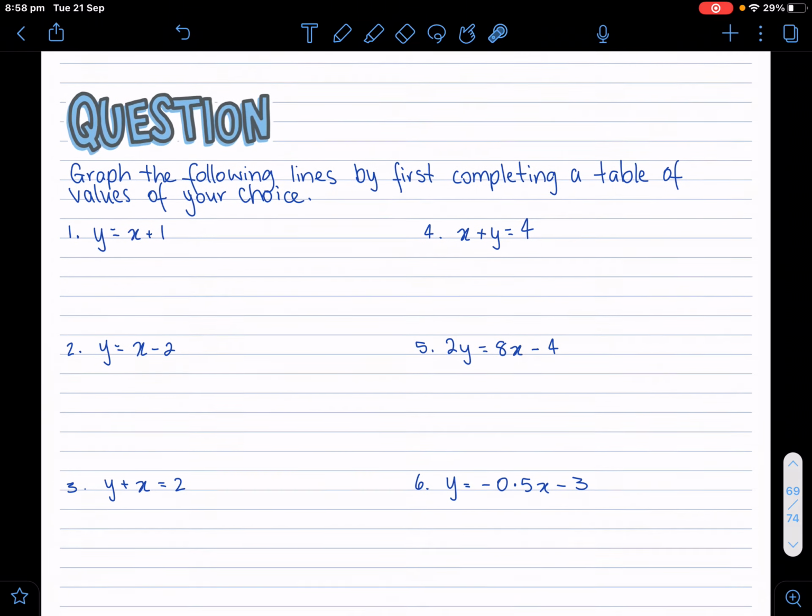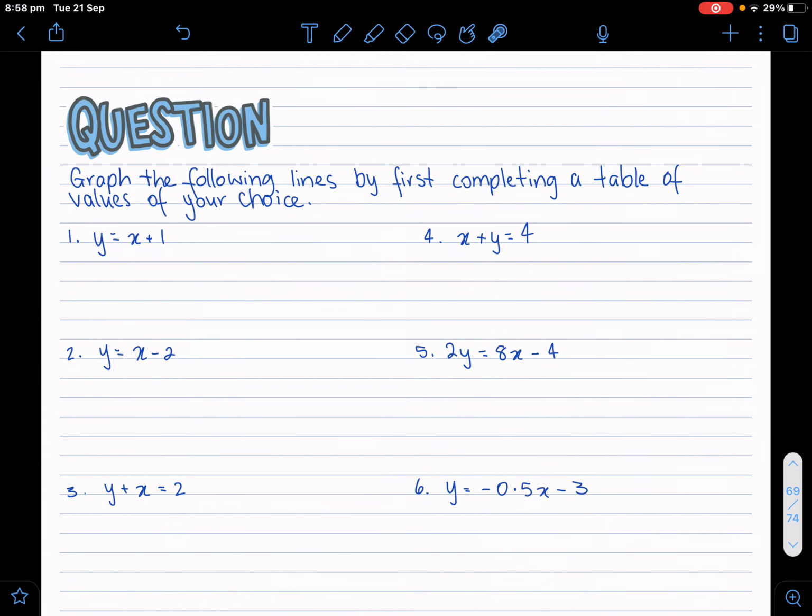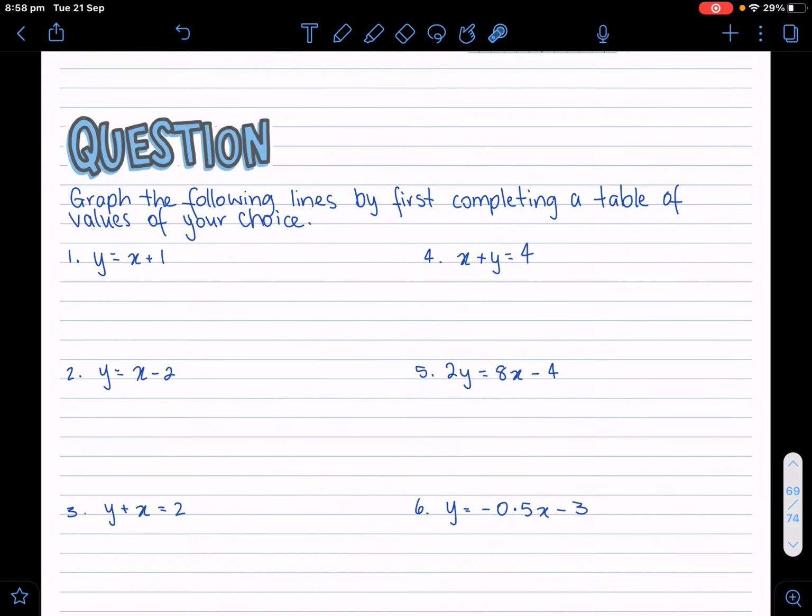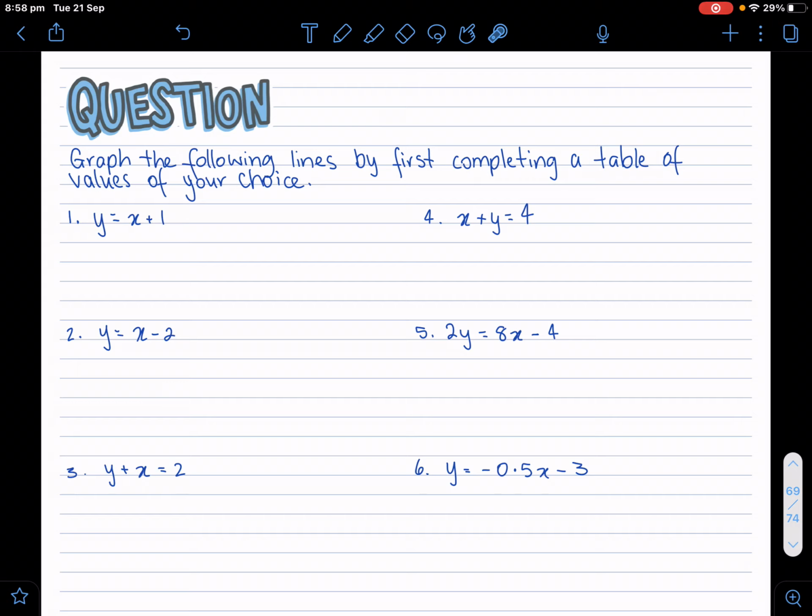So, there are 6 questions here for you to do. Pause the video, give them a shot, and the question is asking you to graph the following lines by first completing a table of values of your choice. My advice is to do a table of values from -3 to 3. Although you only need 2 points, or 3 is recommended as discussed earlier, you could use 0, 1, 2 again if you wanted to. Once you've made your table of values, then graph each line on a Cartesian plane. You can also graph all of them on one Cartesian plane by just labeling each line or using different colors.